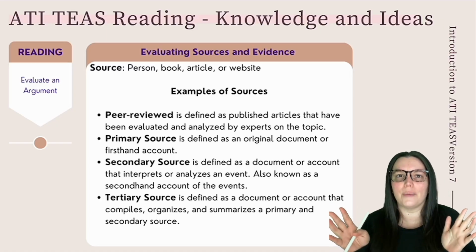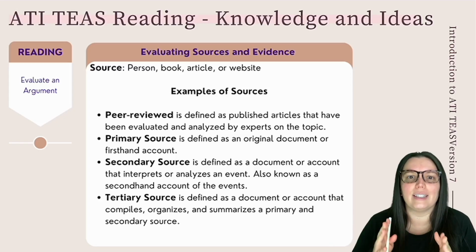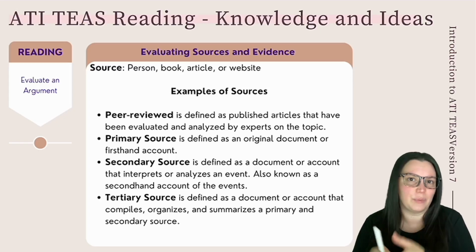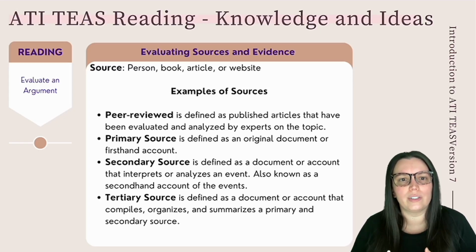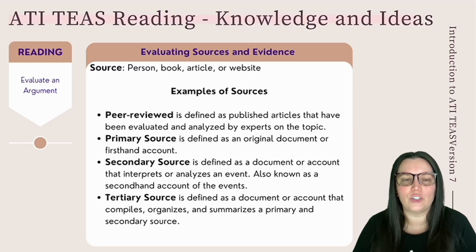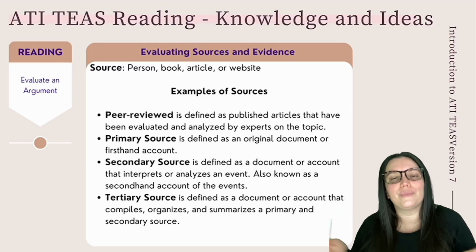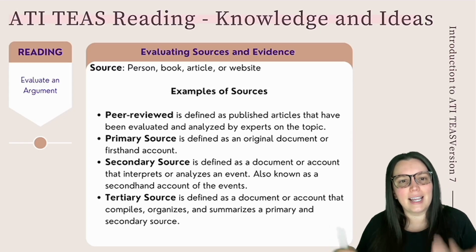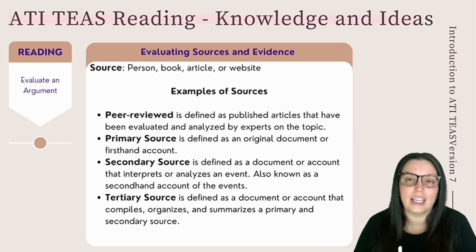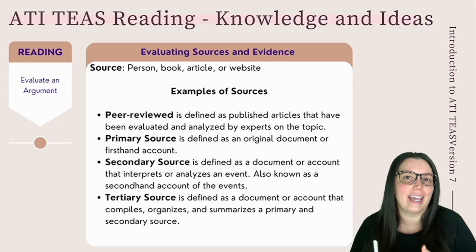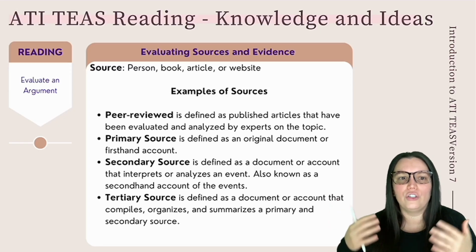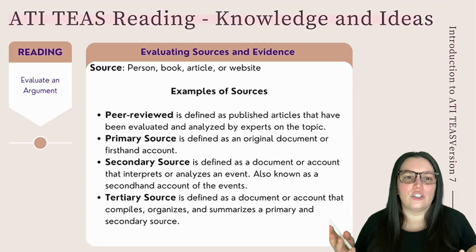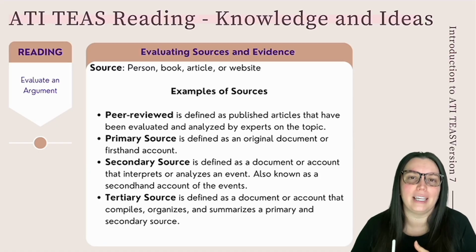Examples of sources can include peer review, primary source, secondary source, as well as tertiary sources. So let's break each one of these down. Peer-reviewed is defined as published articles that have been evaluated as well as analyzed by experts on that specific topic. Primary sources is defined as the original document or first-hand account. So for example, a primary source might be a letter that was written by Abraham Lincoln. Secondary sources are defined as a document or account that interprets and analyzes an event, also known as a secondhand account of an event. So an example of a secondary source could be a biography of Abraham Lincoln.